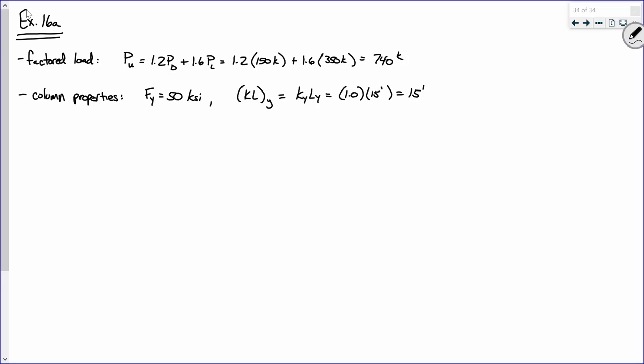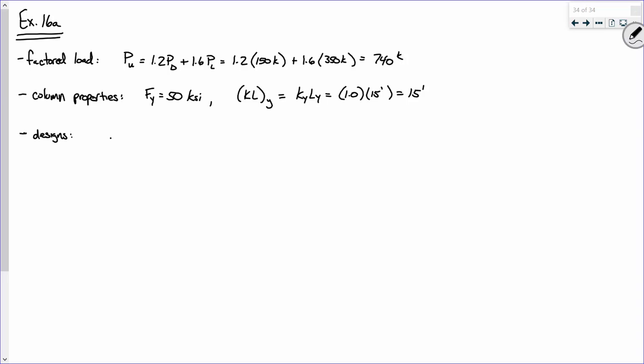Okay? Sound good? So far, so good. Now, this is what we're going to do. We're going to look up some trial shapes. In this case, because we're only looking at the weak axis, these are all going to be valid designs.